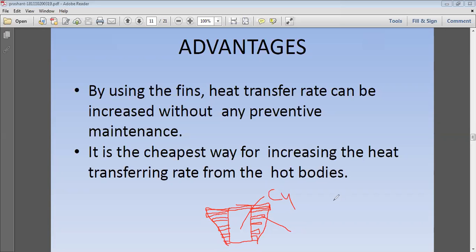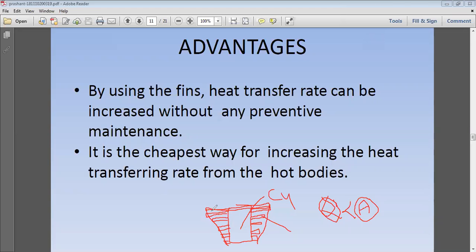Why are they making this? Always Q is directly proportional to area. So whenever we increase the area, the heat dissipation rate will increase. Here, by using the fins, the heat transfer rate can be increased without any preventive maintenance. If you take the engine, we are not maintaining the fins at any instant. We just use the engine, and whenever we go for a water wash, that is enough to clean the fin dust. That is the only thing we do. Otherwise we are not maintaining or cleaning the fins in the engine cylinder.